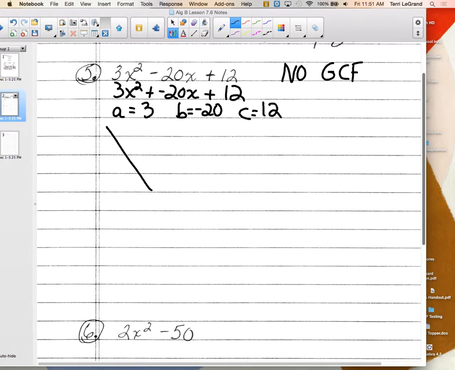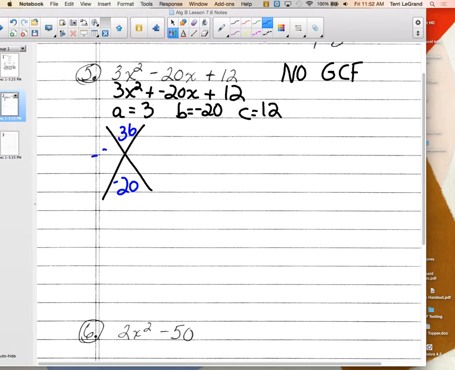So we're going to set up our diamond. And we're going to have to take 3 times 12. 3 times 12 is? 36. Okay, so we need something that will multiply to be 36 and add up to be what? Negative 20. Okay? Negative what? Negative 2 and negative 18. You guys agree? Negative 2 times negative 18, would that be positive 36? Yes.